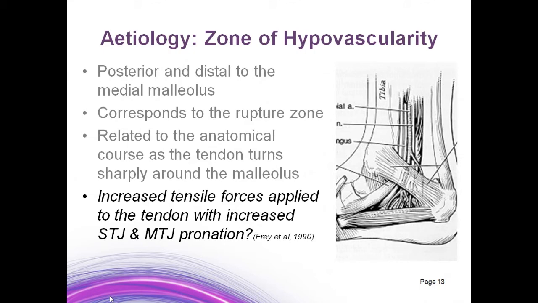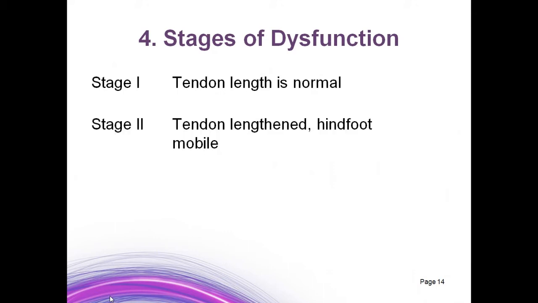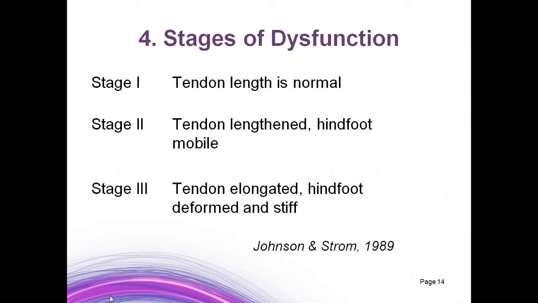Earlier we mentioned that some of the features of this condition will depend on the stage of dysfunction, and therefore it gets broken down into 3 stages. We have stage 1, where the tendon is dysfunctional, however its length is normal. As the disease progresses, it moves into stage 2, where the tendon becomes lengthened and the hindfoot tends to become more mobile. In stage 3, the tendon is further elongated and the hindfoot becomes quite deformed and stiff. And when we say deformed, it falls into an everted position and becomes quite pronated.